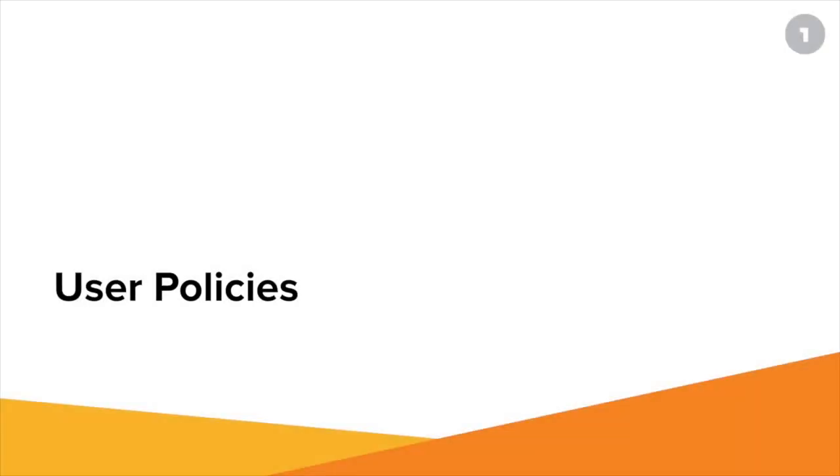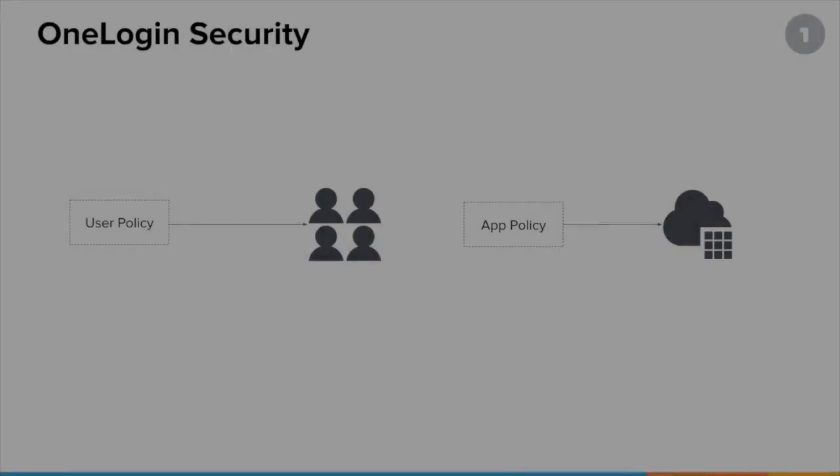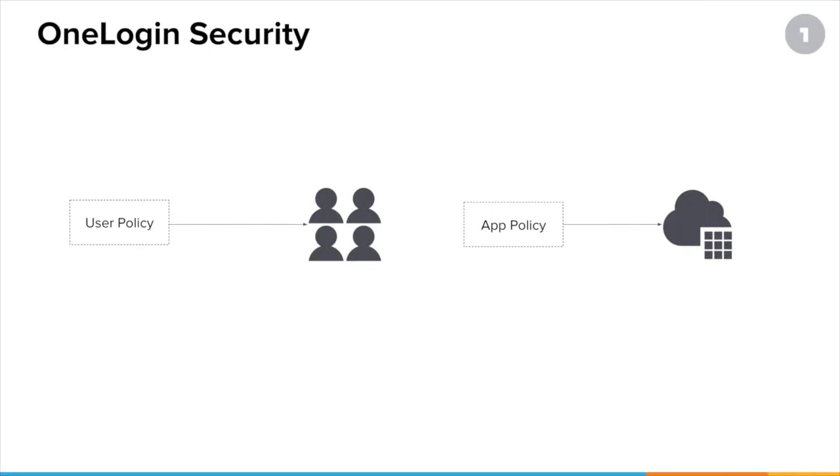So no matter what directory you configure your users to be authenticated by, you still need to decide how to configure your users' security policies. We actually have two types of security policies in OneLogin. We have user policies and app policies. User policies control how users log into OneLogin in terms of how secure that process is. So password complexity, whether MFA is required, whether they can only log in from certain IP addresses, things like that are defined within a user policy.